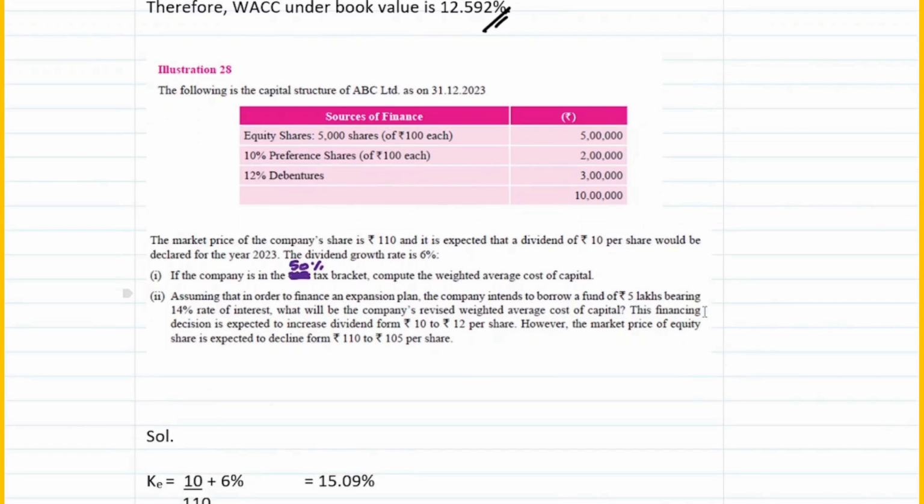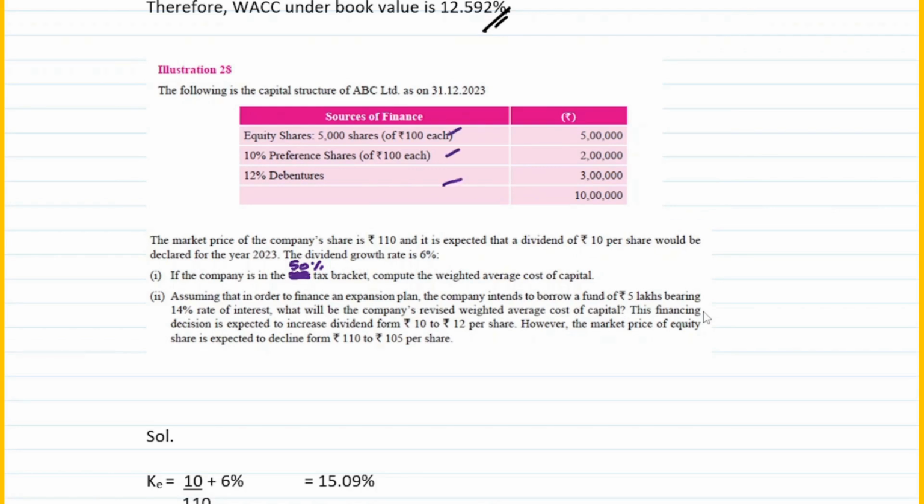Illustration 28 of your study material. The following is the capital structure of ABC Limited as on so and so date. So what have they given? They have given the values of equity shares, preference shares and debentures. Then what are they saying?